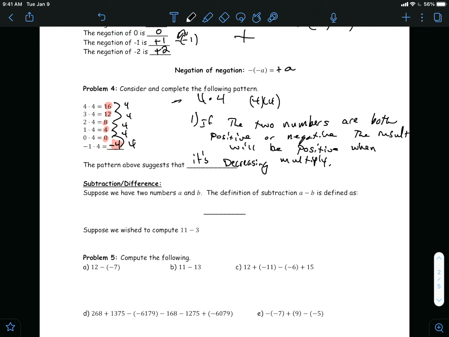Sorry, I'm now on to the subtraction and division, different. Does anybody have any questions with the above part? We can go on. Okay. What's another way we can write this right here? Yes? Negative b plus a.